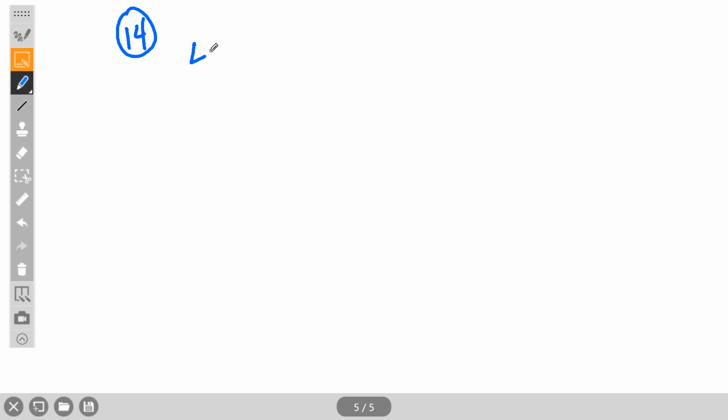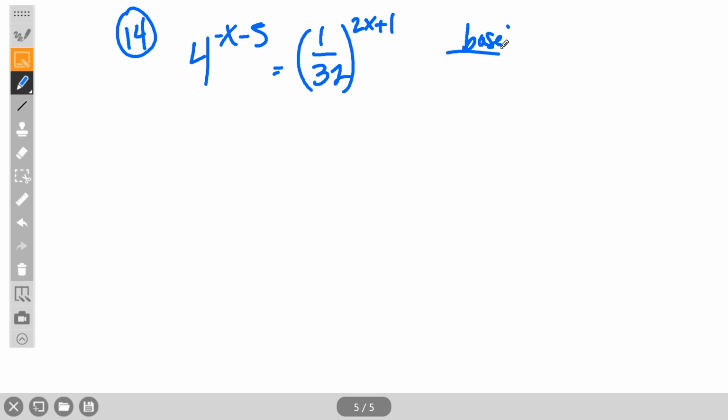Number 14, 4 to the negative x minus 5 equals 1 over 32 to the 2x plus 1. Now you might think that you should use a base of 4 here, but 4 is not going to work for 32. 4 times 4 is 16, times 4 again is 64. You actually have to use a base of 2 here. So 4 is a base of 2, it's 2 squared.